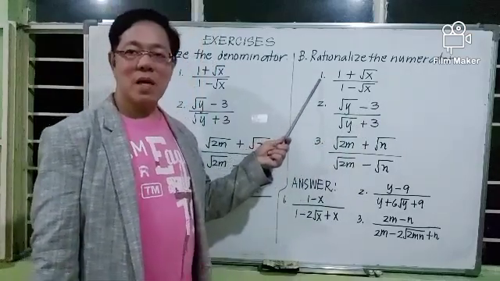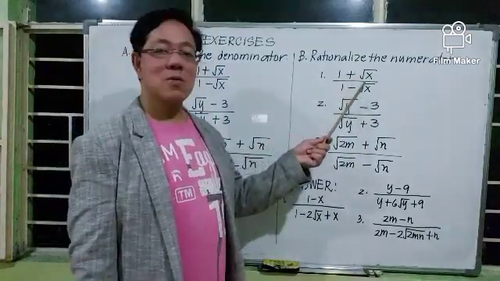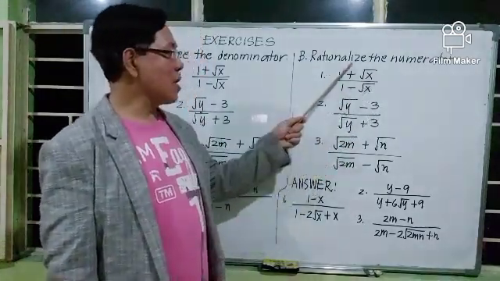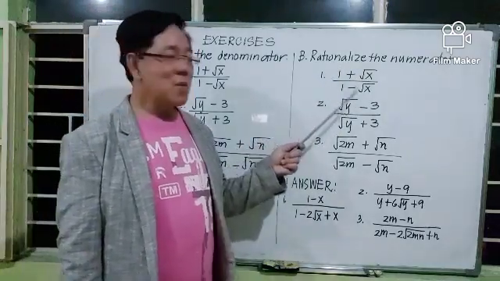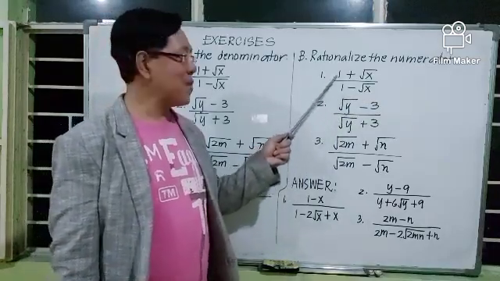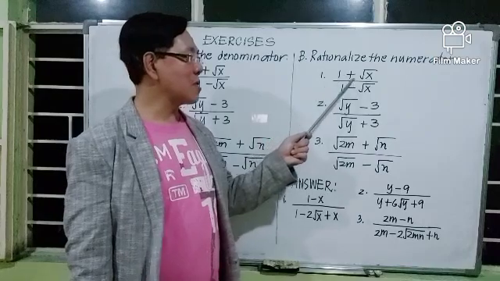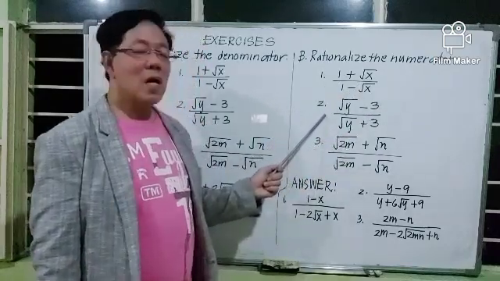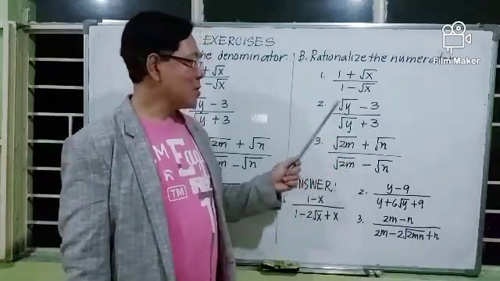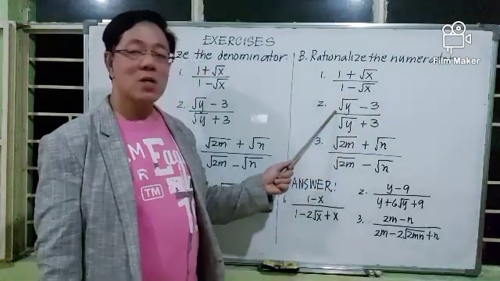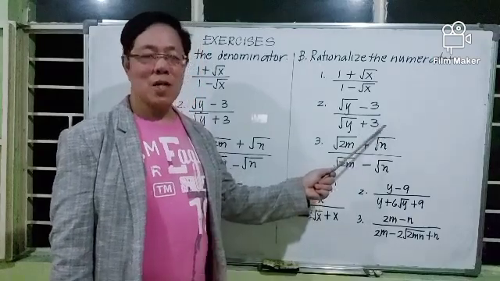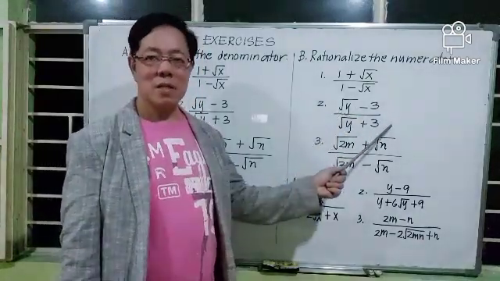In number 1, the given rational algebraic expression is 1 plus square root of x over 1 minus square root of x. But you will rationalize the numerator by multiplying the numerator and the denominator by the conjugate now of the numerator, conjugate of 1 plus square root of x. In number 2, you have square root of y minus 3 all over square root of y plus 3. And you will rationalize the numerator, square root of y minus 3. So you multiply the numerator and denominator by the conjugate of square root of y minus 3.